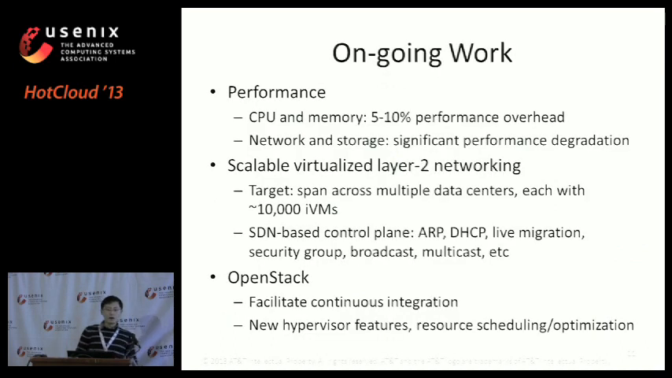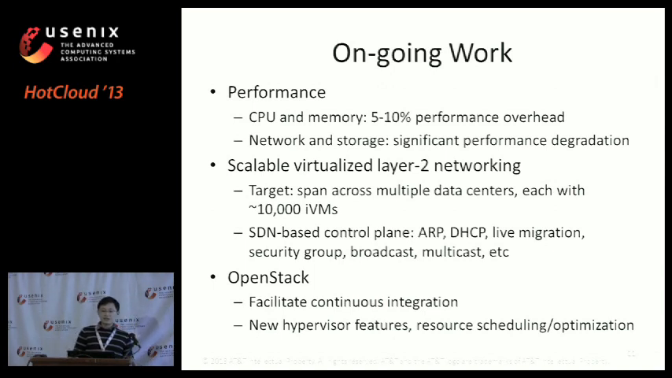Here I list a few of our ongoing work. There are several dimensions. The first one is performance. There are papers reporting that for the CPU and memory, the overhead is within 5 to 10%, which is pretty marginal, according to me. However, we do notice some significant performance degradation on network and storage, and we are currently investigating the bottlenecks in I/O.